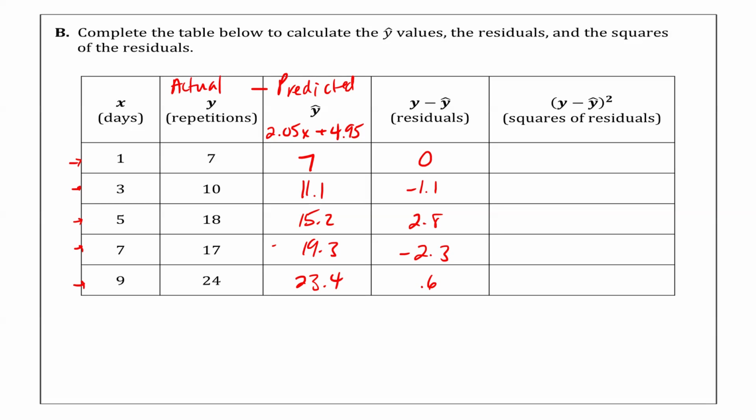All right. So here, when I'm squaring these, I'm literally just going to go through and square each one of these. So 0 squared is obviously going to be 0. Negative 1.1 squared is going to be 1.21. 2.8 squared is going to give us 7.84. Negative 2.3 squared gives us 5.29. And then 0.6 squared gives us 0.36.